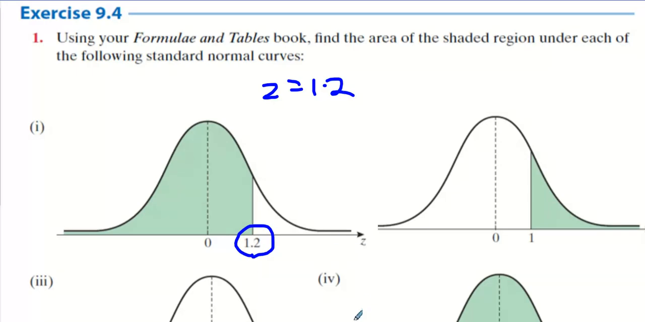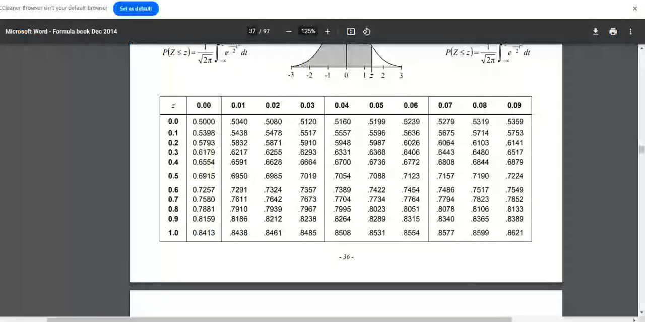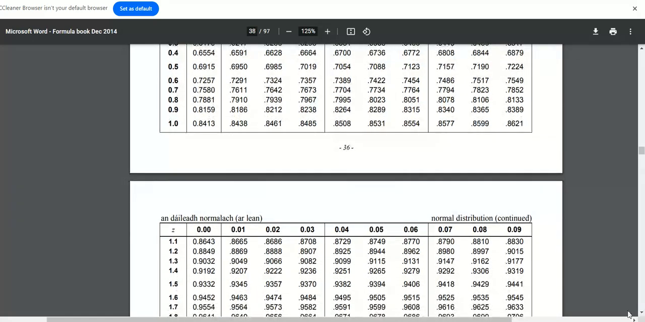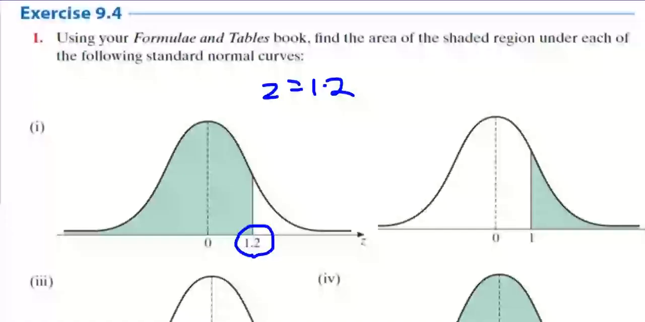What we're going to do is go to our maths tables, and we're going to look for Z 1.2. Now, does everybody see 1 here? Now, I'm going to keep going down until I get 1.2. Everybody see it here? See what I highlighted there? 0.8849. Is that okay with you guys? 0.8849. Okay. Now, the answer to the first one is 0.8849. That's handy, isn't it?